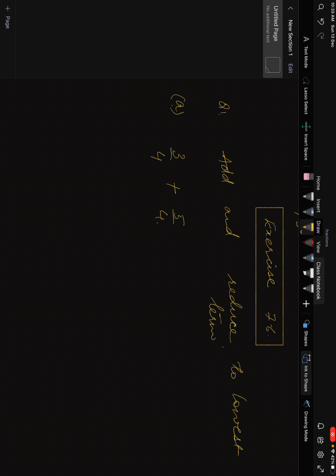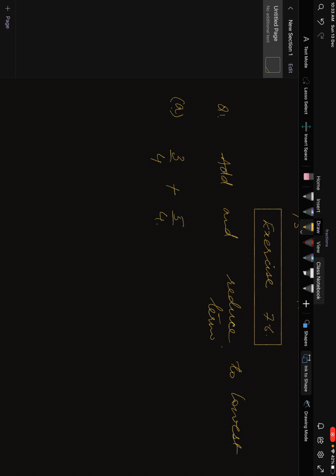What is step 1? I observe my denominators. What are my denominators? In both the given fractions, my denominators are 4. So they are like fractions. To add, I will take 4 as my denominator and add my numerators. Remember, I can do this only when I am having like fractions.